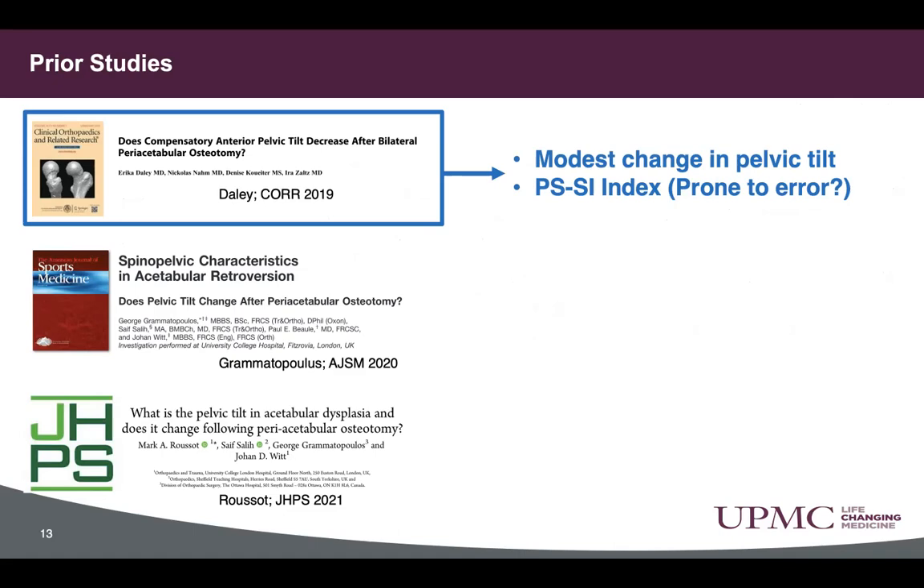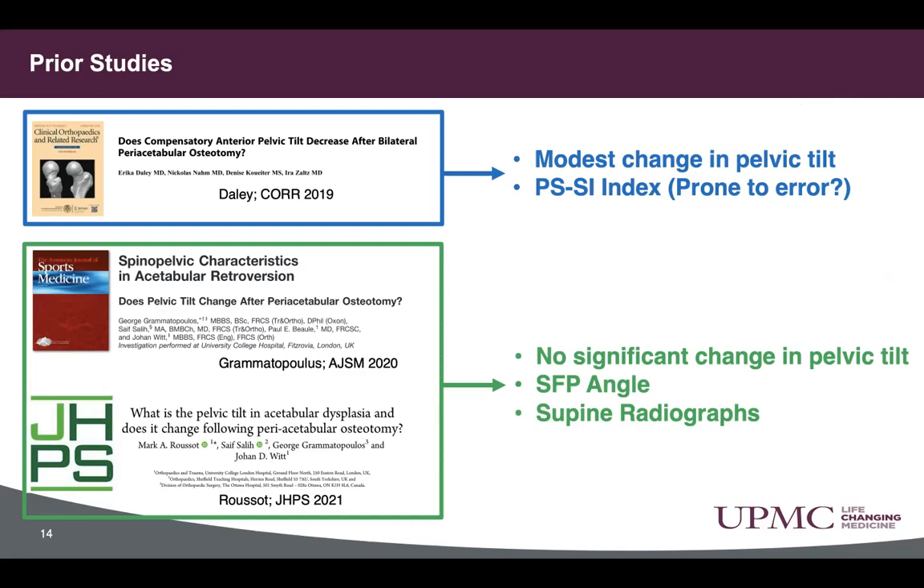Daly et al. in 2019 noted that there is a modest change in pelvic tilt in patients that underwent bilateral periacetabular osteotomy. Of note, this study used the PSSI index, which can be prone to error due to anatomic variations between patients. In contrast, two subsequent studies noticed no significant change in pelvic tilt. However, these studies used supine radiographs rather than standing radiographs to assess pelvic tilt, and it's been well established in the literature that spinal pelvic parameters change from the supine to standing position.